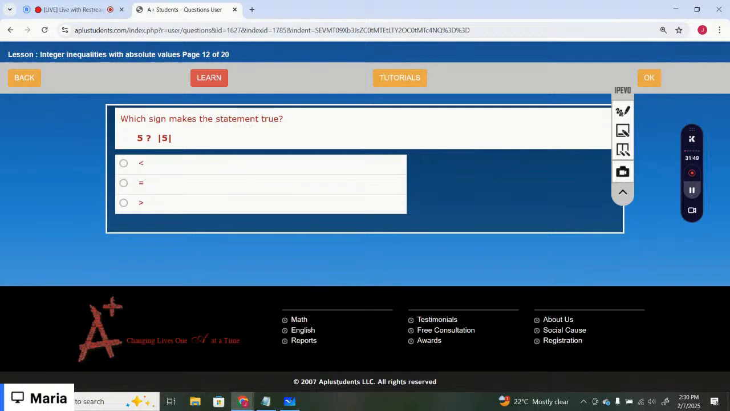Which sign makes the statement true? 5 and absolute value of 5. They both are exactly equal. Option number 2 is the correct option.